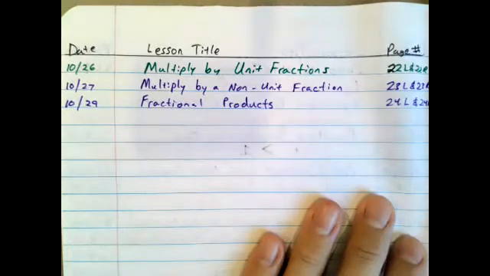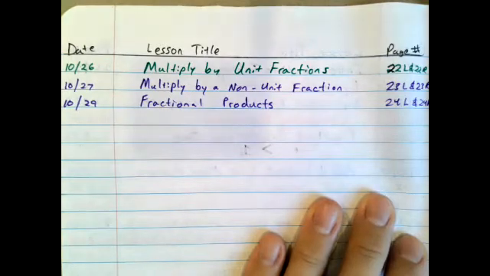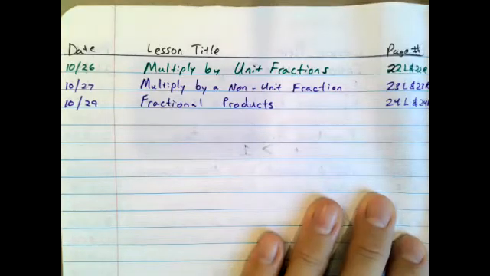We are on 24L, 24R, and today we are looking at fractional products. That's going to be our short definition for the table of contents. If you need to, pause, otherwise stick with me.